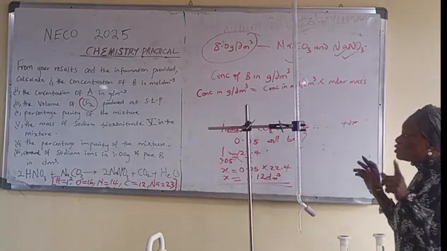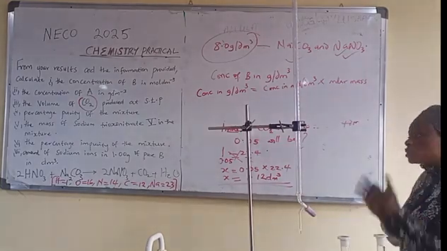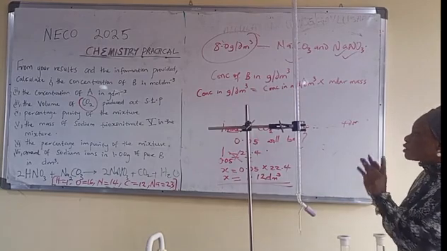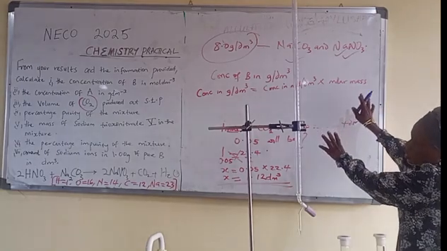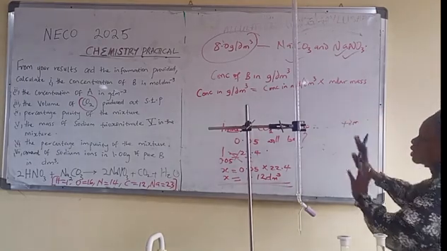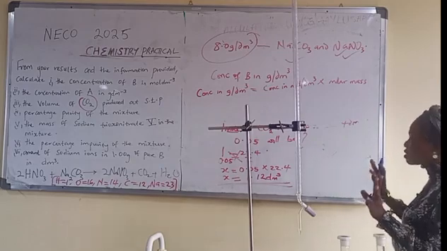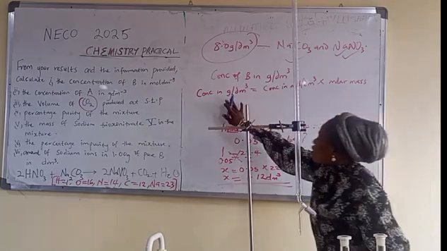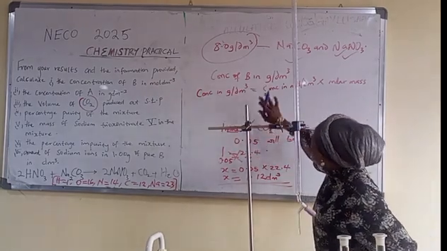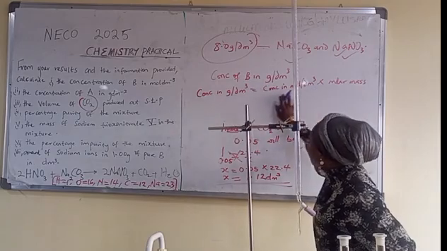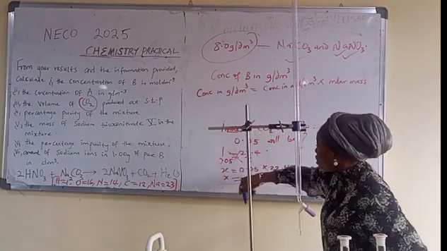Meanwhile, we are considering the base now, not the acid. So all values of the base are what we will use for this one. It's not anything that has to do with the acid. The concentration of the base is what we are dealing with. Now we have known its mole per dm cube from that calculation we did initially.